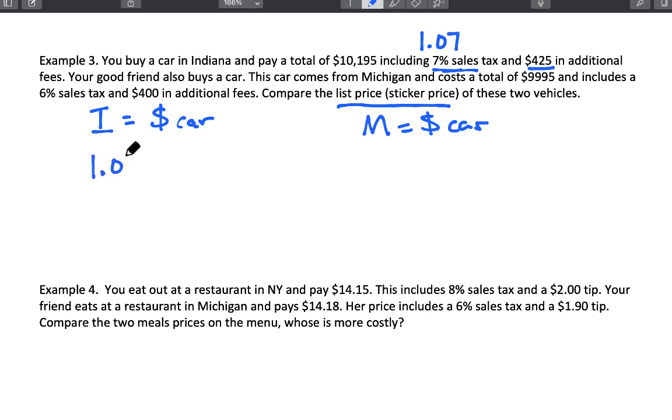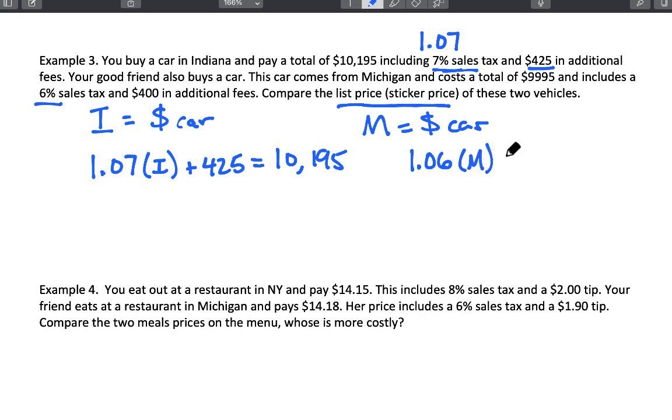So we're going to write the equation 1.07i, that's the cost of the car in Indiana, plus an additional $425 is equal to the total cost of $10,195. The equation for Michigan looks similar, however now there's a 6% sales tax. So that multiplier would be 1.06 times the car's price in Michigan plus the additional fees, and that's going to equal the total price of $9,995.